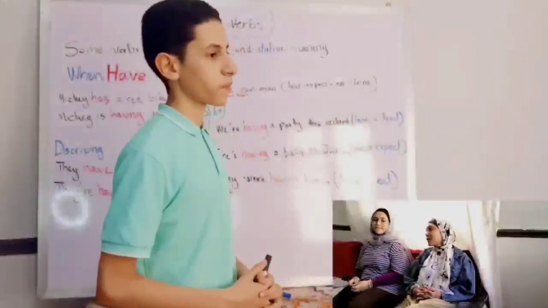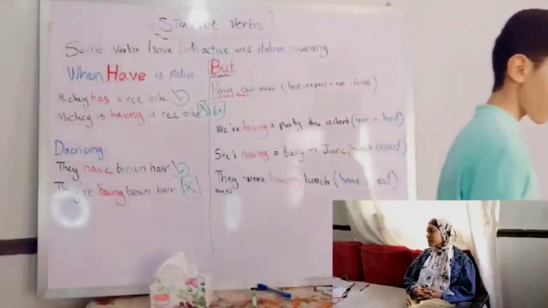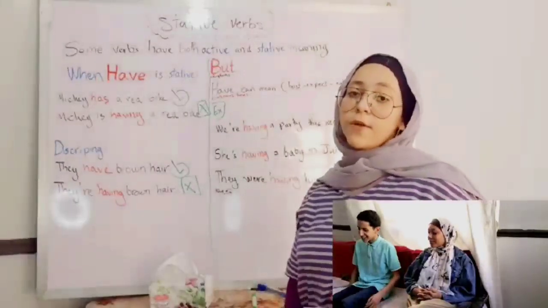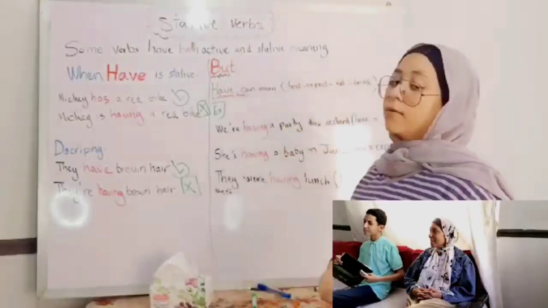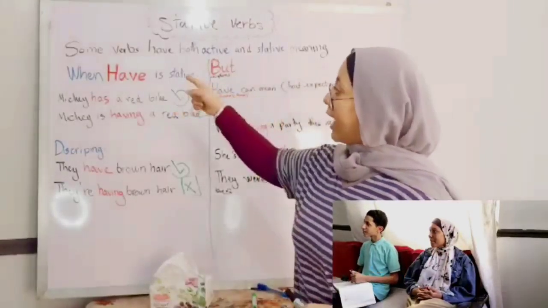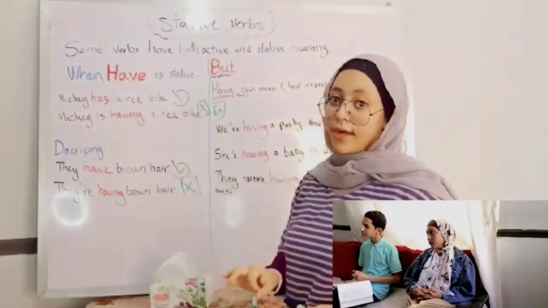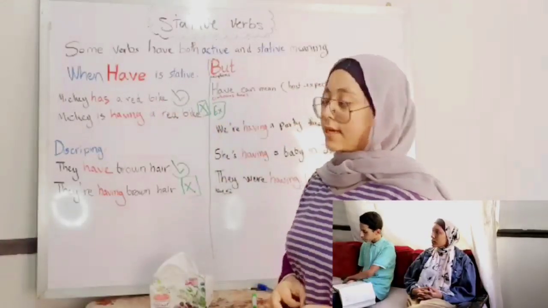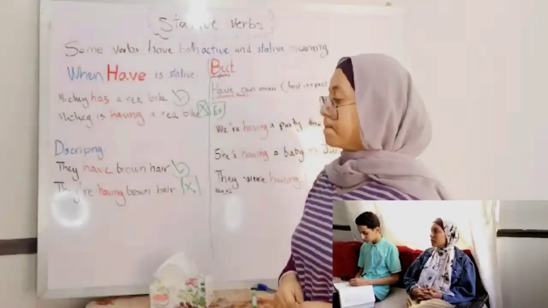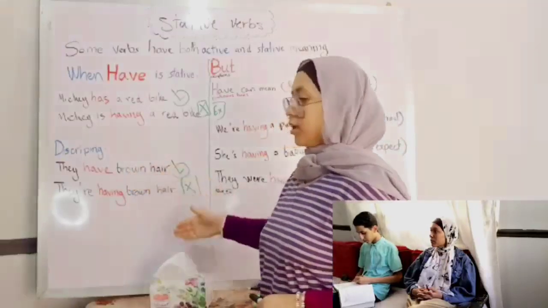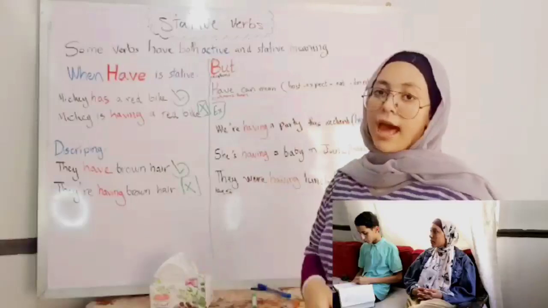Can we use have in different ways? Can I answer? Of course. Okay, some verbs have both stative and action meanings. For example, when have is stative: Mickey has a red bike, a correct sentence. But the incorrect one is Mickey is having a red bike. Describing, they have brown hair, correct sentence. The incorrect one is they are having brown hair.